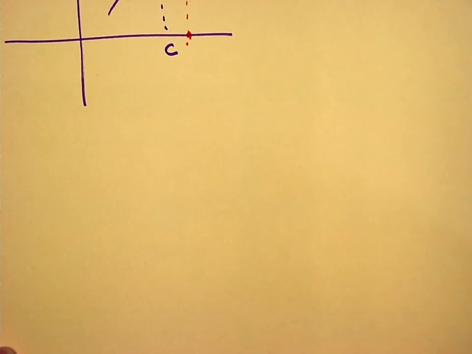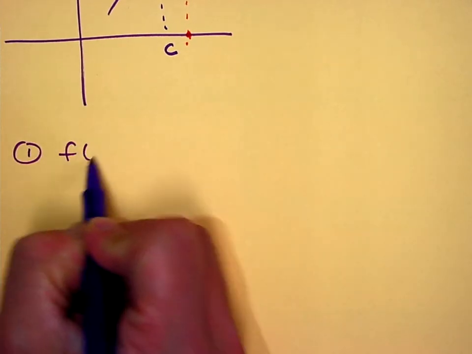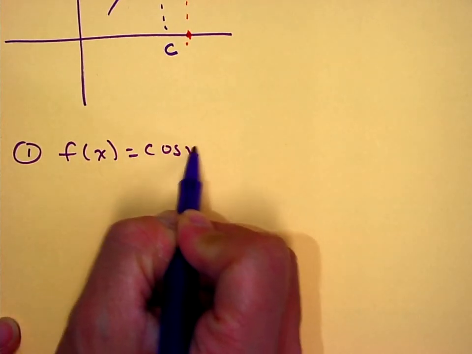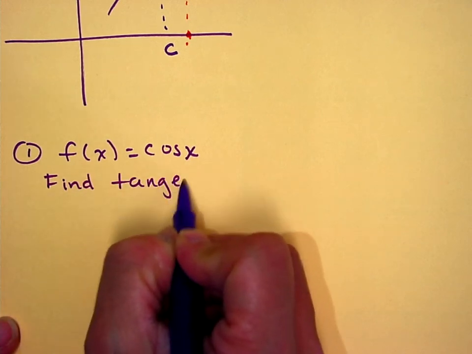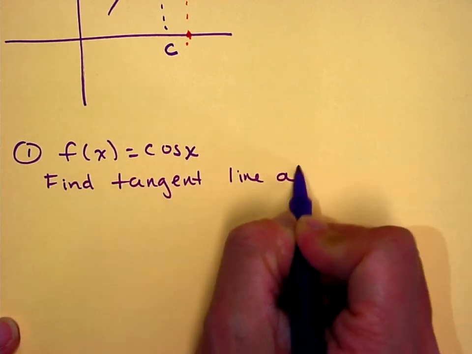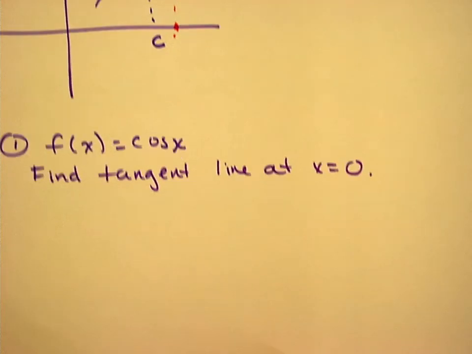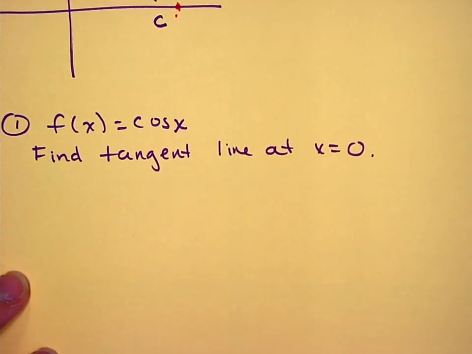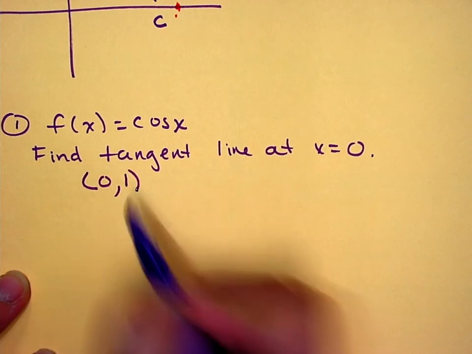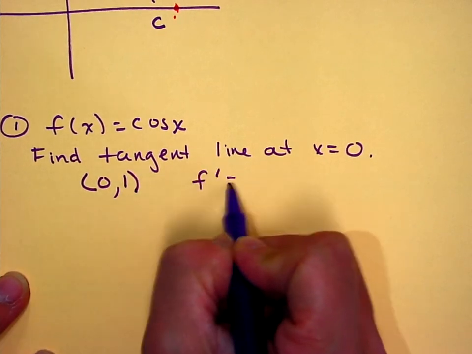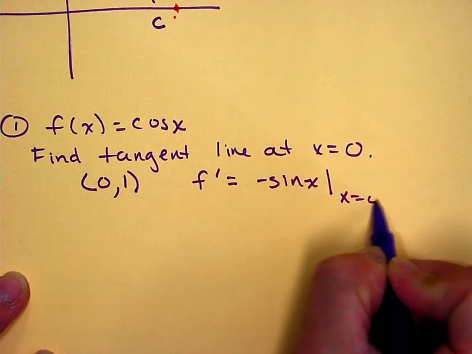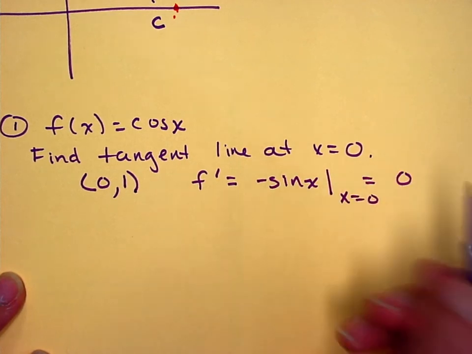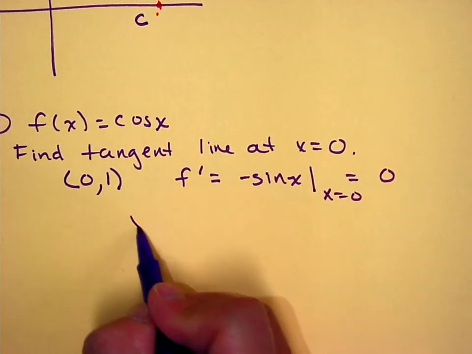So the first example that we'll look at is f of x is cosine of x. The question is, find the equation of the tangent line at x equals 0. Anytime you hear those words, tangent line, you should be thinking I need a point. The x value I give you is 0, the y coordinate is 1, and I need a slope. My slope is my derivative, which happens to be negative sine of x, and my slope at x equals 0, if I plug in 0, is 0. So the equation of this line happens to be y equals 1.